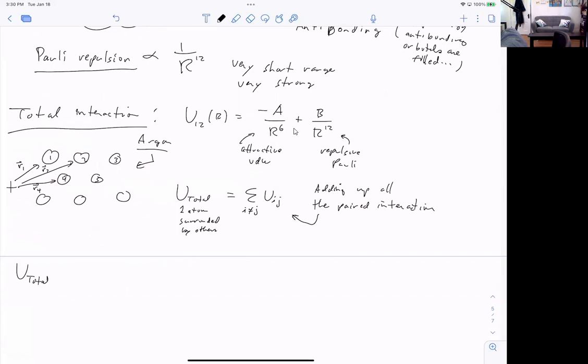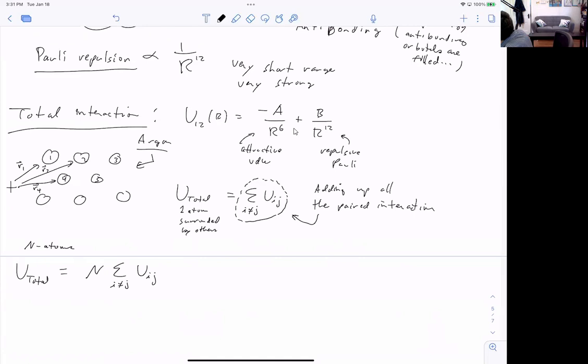So if I define this quantity as all the pairing interactions added up, then the U total, if I have n atoms, is just n times the sum over i not equal to j of Uij. But there's a little problem with that, because this actually double counts.